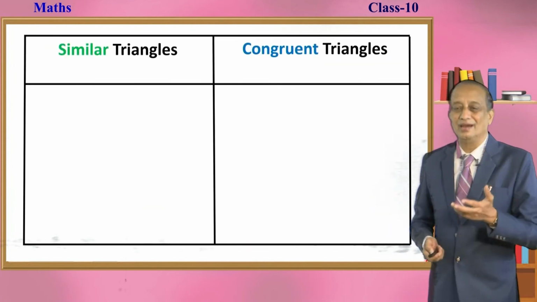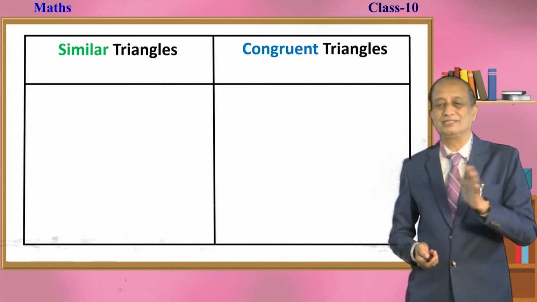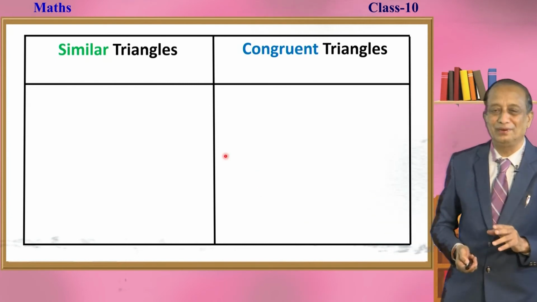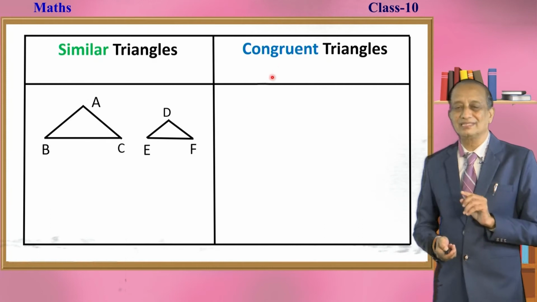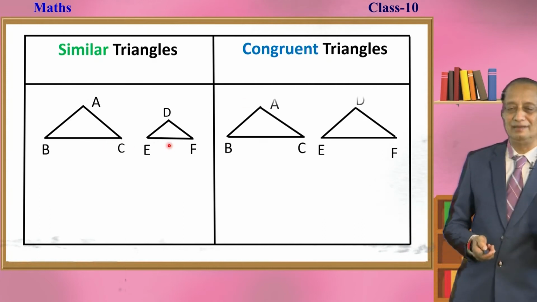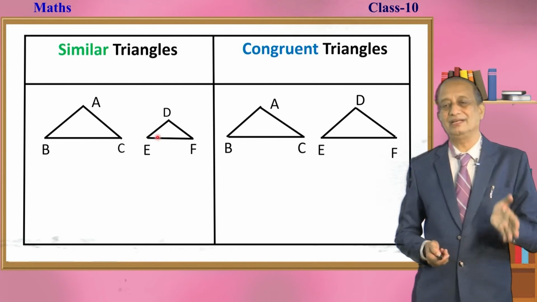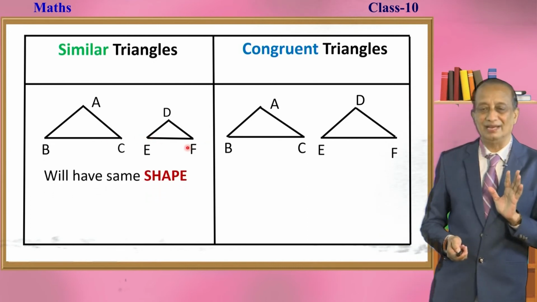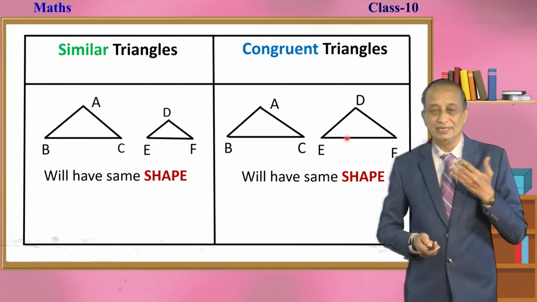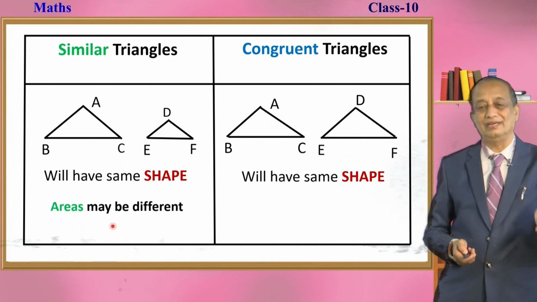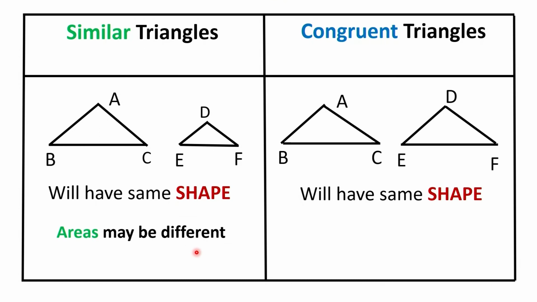Here is a brief comparison between similar triangles versus congruent triangles. Okay, study the shapes first, children. In both cases, shapes are the same. Similar triangles, congruent triangles, they will have the same shape. In similar triangles, the areas may be different or may be the same, but in congruent triangles both triangles will have the same area.